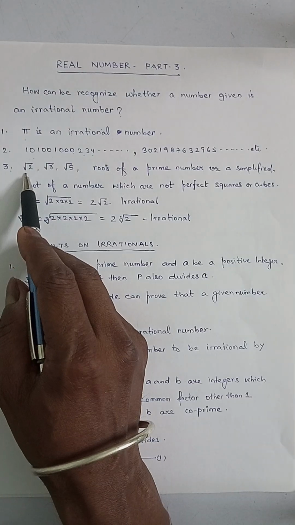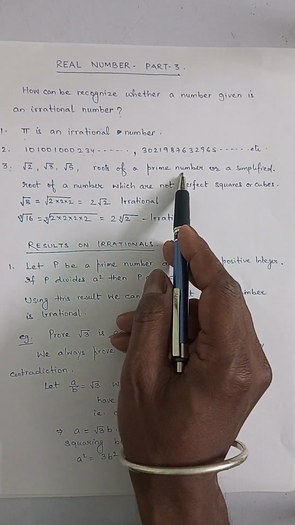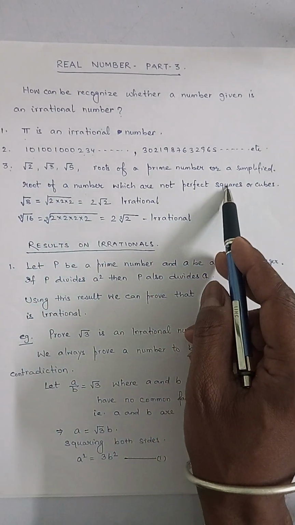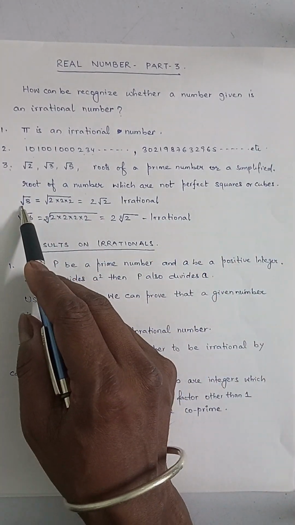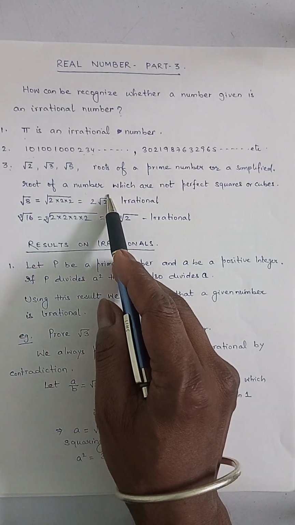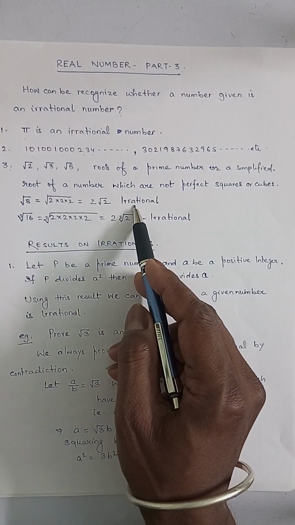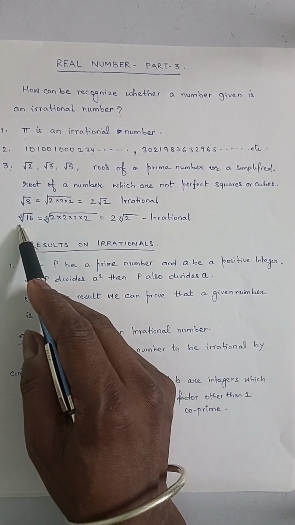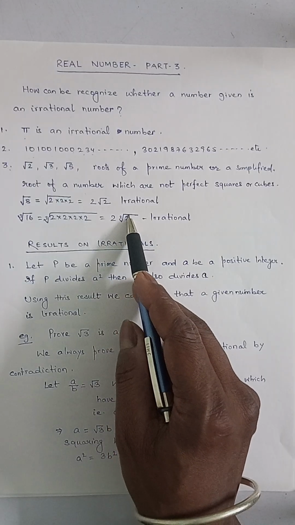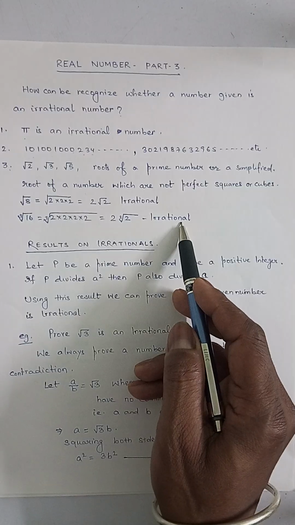Third part: root 2, root 3, root 5, that is, the roots of a prime number or a simplified root of a number which are not perfect squares or cubes. I have found here root 8. Root 8 can be written as 2 under root 2. So again it becomes the square root of a prime number, therefore an irrational number. Cube root of 16 can be written as 2 into cube root of 2. Again it is a prime number, so that is why it is an irrational number.